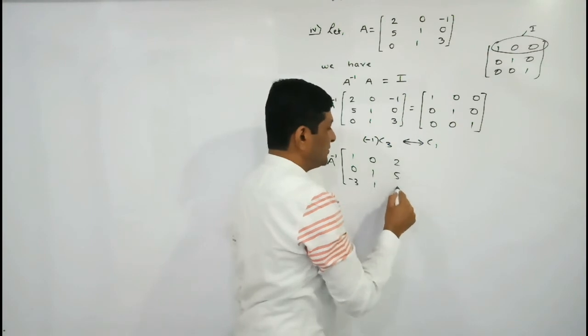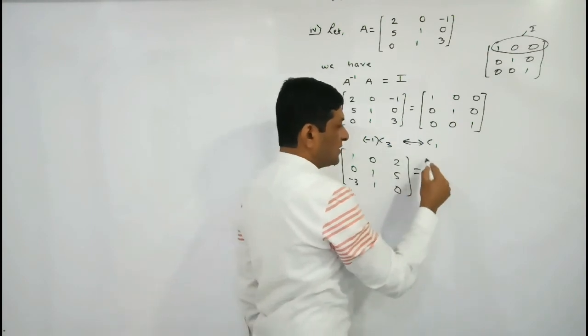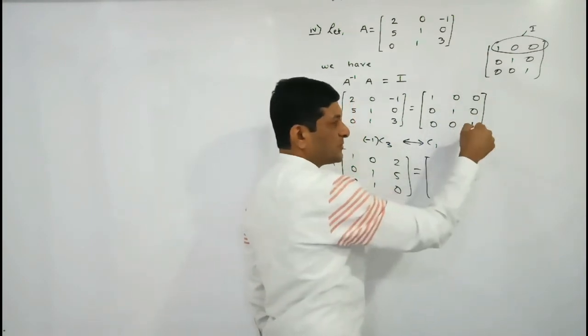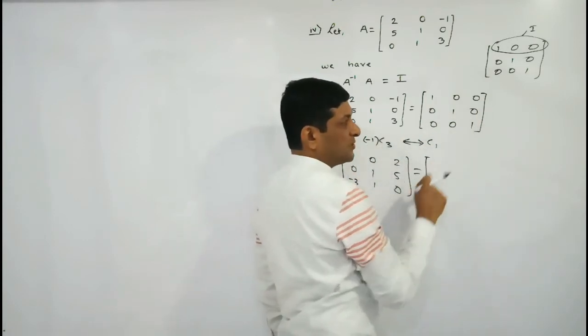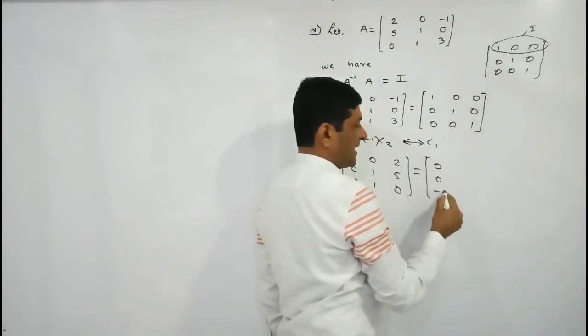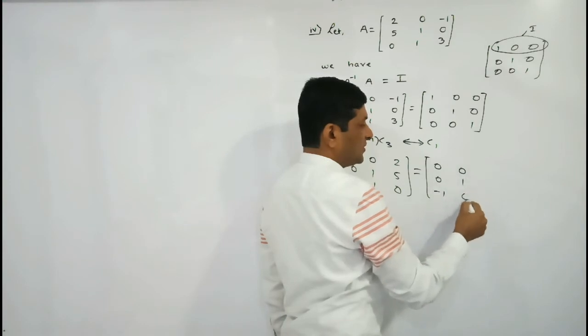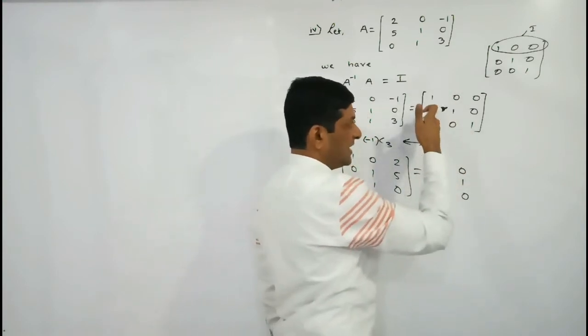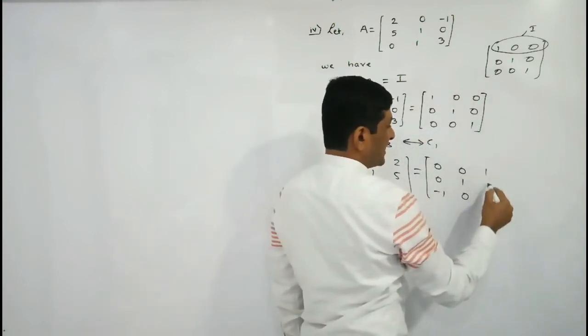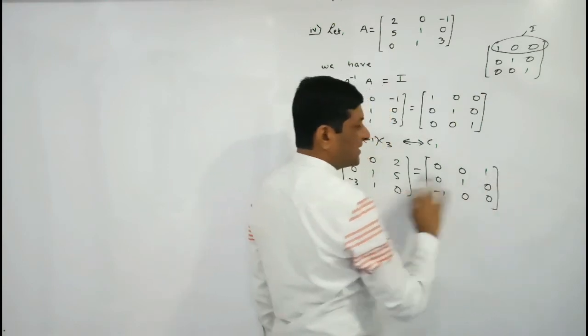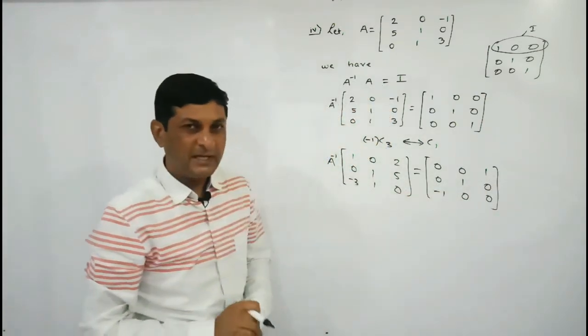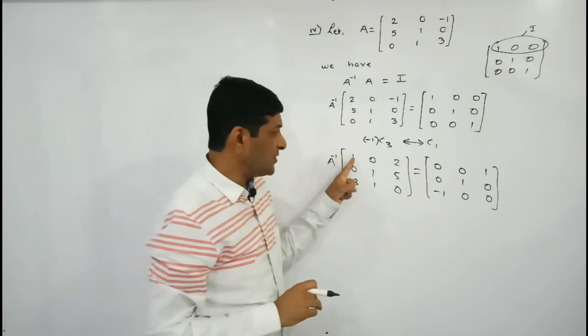So what will we get here? 2 5 0. Perform the same operation on this side. Multiply the elements of C3 by -1 and shift into C1. So here we'll get 0 0 -1. There is no operation on C2, so keep the elements of C2 as they are. And these elements shift into C3 as 1 0 0, because we are interchanging the elements of two columns. Getting it? So here we have got 1.